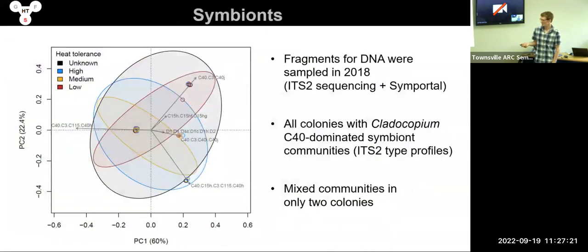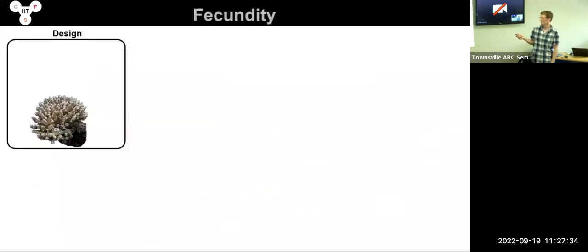When we looked at the symbiont community, there was again almost everything dominated by Cladocopium C40 symbionts, and it wasn't predictive of the heat tolerance response. So then looking at fecundity.